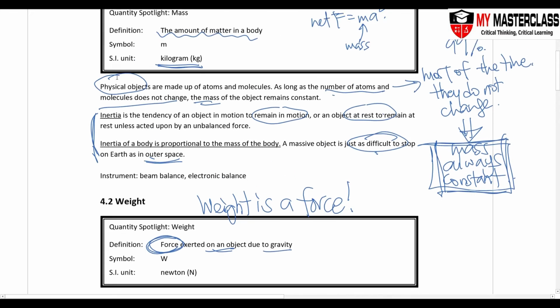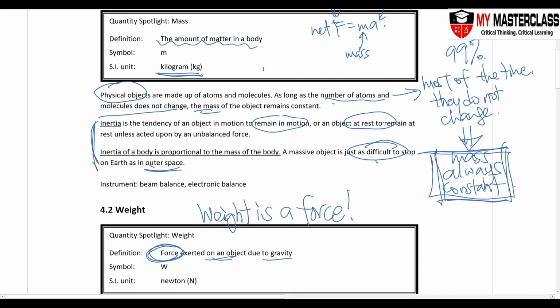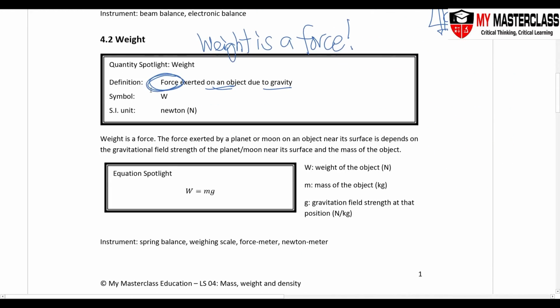Look at the definition of mass. Mass is due to the amount of things in the object. Weight is due to another object, in this case a planet, pulling on my apple, let's say. So when an object is in a gravity field, my apple feels a force. This force is weight, and the SI unit is newtons.